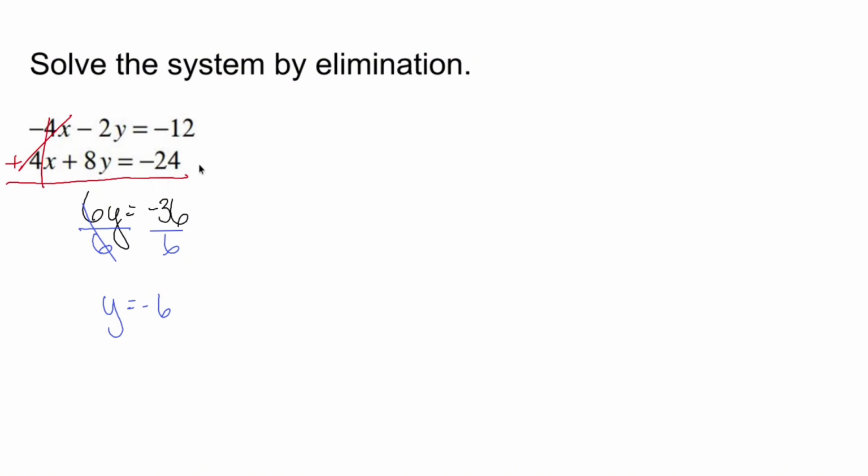Now what I have to do is solve for x. I pick any equation I want. I'm going to pick the bottom one because 4x is positive and I prefer positives. Rewrite it out, but replace y with negative 6 because y is negative 6. So 4x plus 8, replace y with negative 6 equals negative 24. 8 times negative 6 is negative 48, and everything just kind of comes along for the ride.